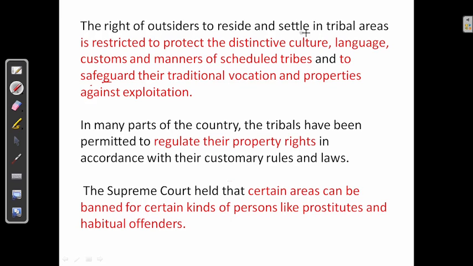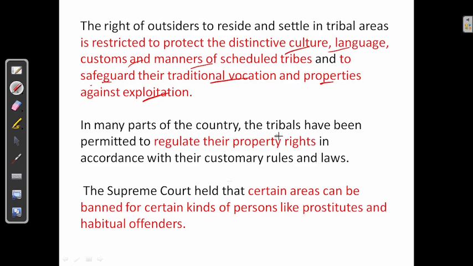The right of outsiders to reside and settle in tribal areas is restricted to protect the distinctive culture, language, customs, and manners of scheduled tribes and to safeguard their traditional vocation and properties against exploitation. Same restrictions which were given under freedom of movement.